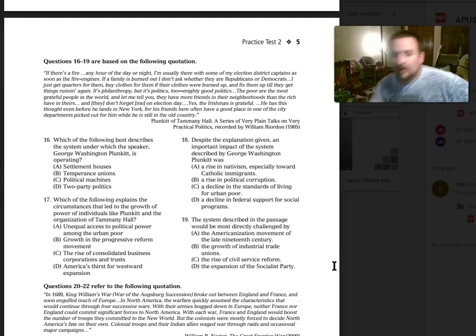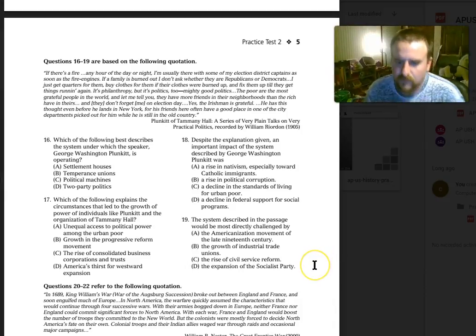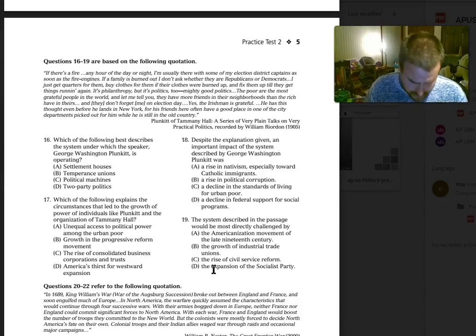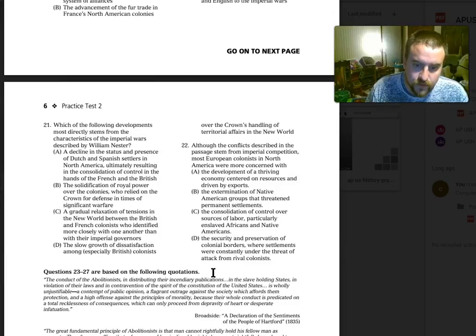Alright, the civil service reform, the civil service exams, making sure that people are qualified for the jobs that they're given, not that some politician is just trying to get their vote. So that was 19.